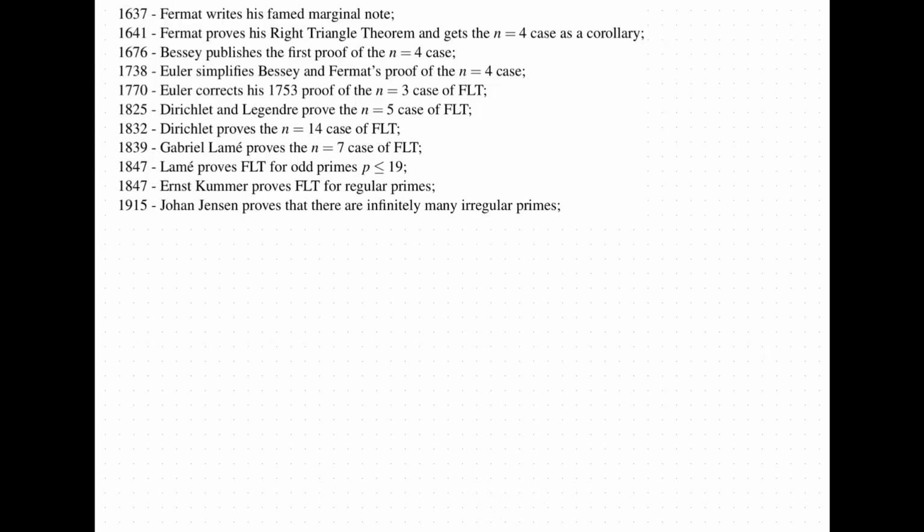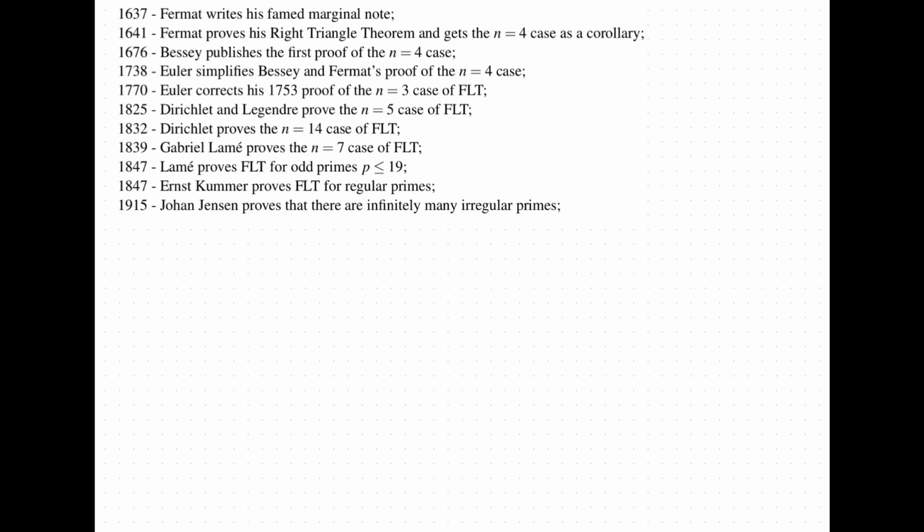In our last lesson, we proved Fermat's theorem in the n equals 4 case, and we saw two different proofs of that result. One proof followed de Bézi's argument by using Fermat's right triangle theorem to deduce the n equals 4 case of Fermat's theorem.